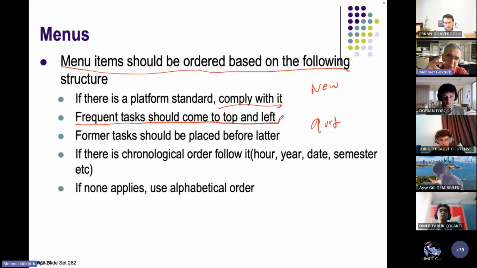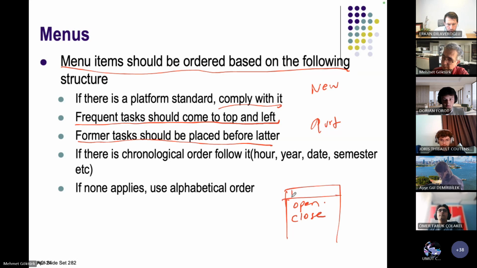If there is a chronological order before and after, former tasks should come before later. For example, open is before close. Because if you can't open, you cannot close. Therefore, open menu must be on top of the close because it is before.